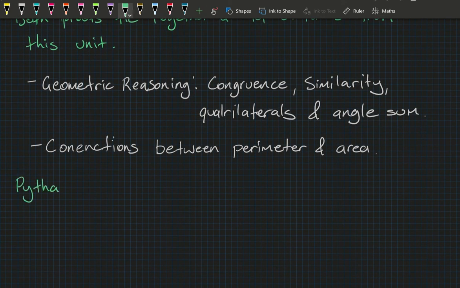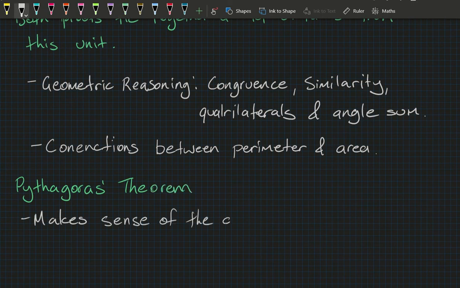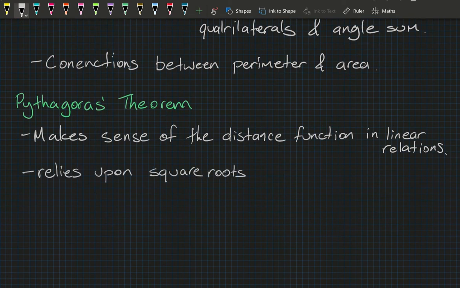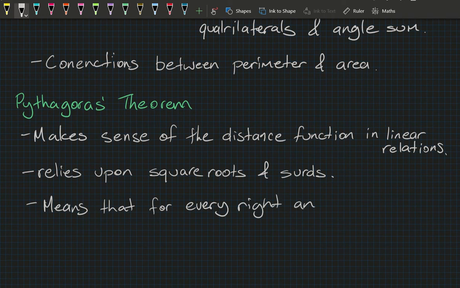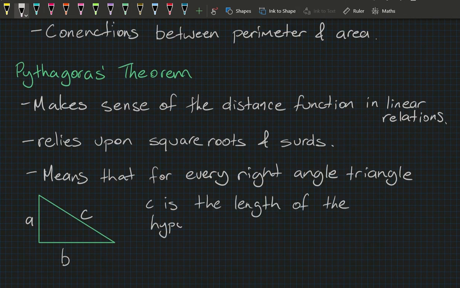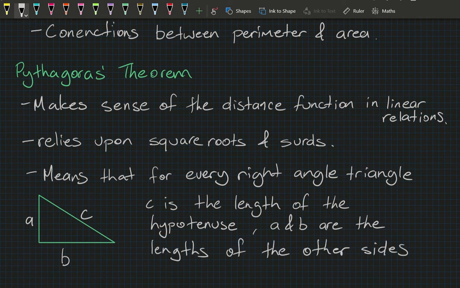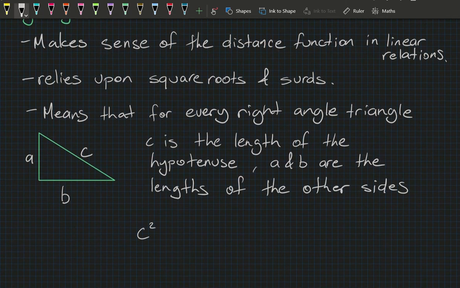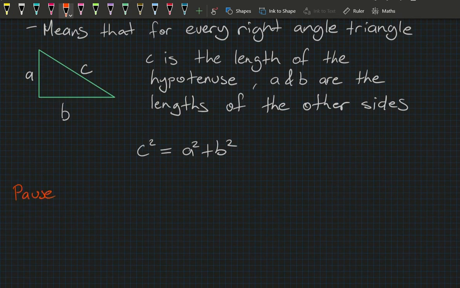Okay, so to sum up this introduction, Pythagoras' theorem makes sense of the distance function in linear relations, relies upon square roots and surds, and tells us that for every right angled triangle where C is the length of the hypotenuse and A and B are the lengths of the other sides, C squared will always equal A squared plus B squared.